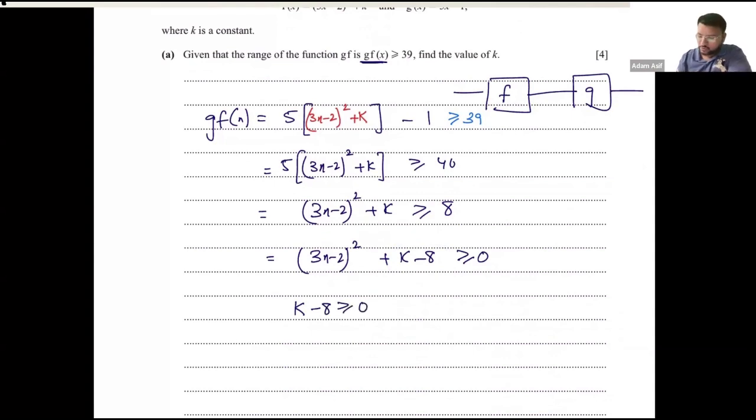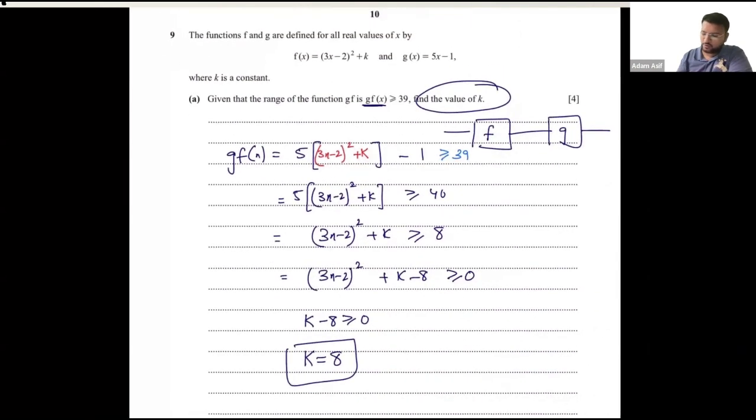ठीक है. Now over here k value, आपको k की value figure out करनी थी. So k value would be 8. When k value would be 8, then this function would be greater than equal to 39. क्योंकि जब k की value 8 होगी तो ये function 0 होगा. जब ये function 0 होगा तब gf of x will be 39 या 39 से greater. So in this case k value would be 8.